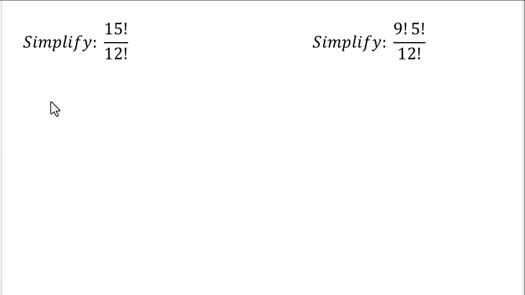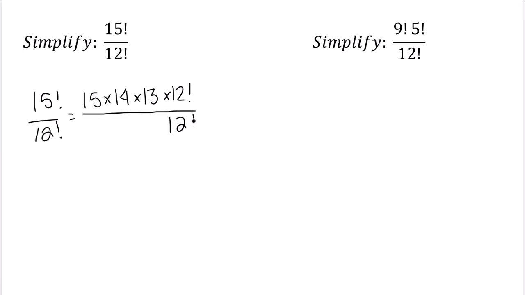Simplify 15 factorial over 12 factorial. I want you to pause the video and try this one because it's exactly like the last ones. All right, let's see how you did. We have 15 factorial over 12 factorial. 15 factorial is 15 times 14 times 13 times 12 factorial, all over 12 factorial. Well, these are going to cancel, which leaves us with 15 times 14 times 13.